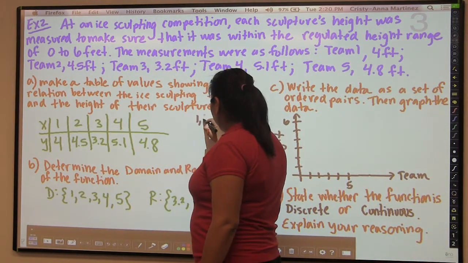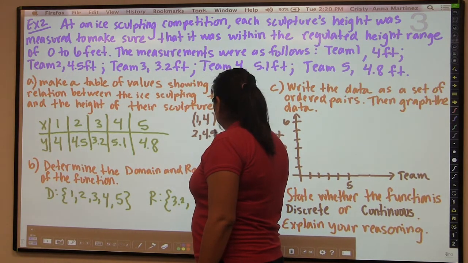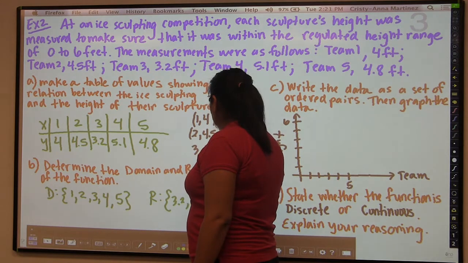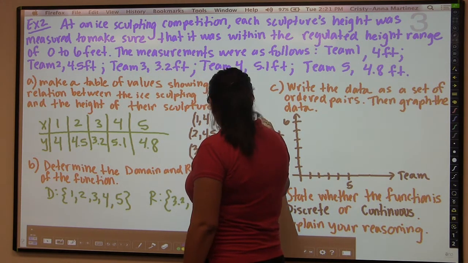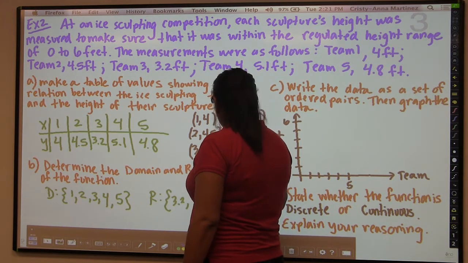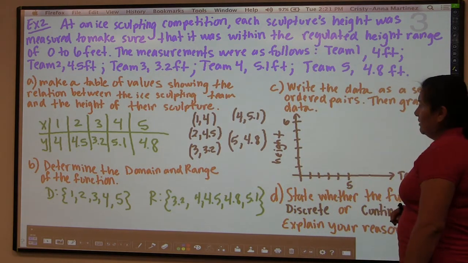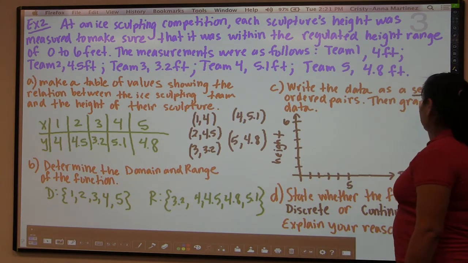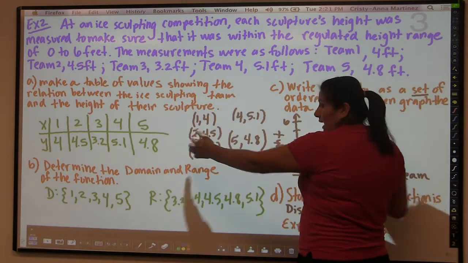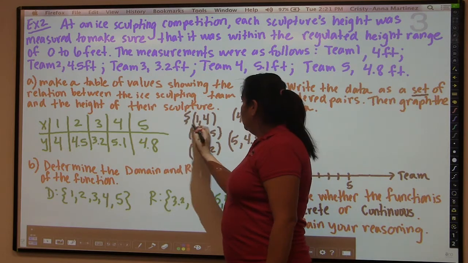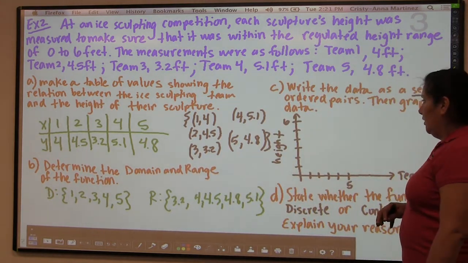You're just going to go 1, 4. We're going to get 2, 4.5, 3 and 3.2, 4 and 5.1, and 5 and 4.8. So they want you to write the ordered pairs. Now, because it says they want a set, again, I don't have space, but these should be like in a line, and you should have the little bracket. But again, I don't have space to put them in a line, but you can on your notes.